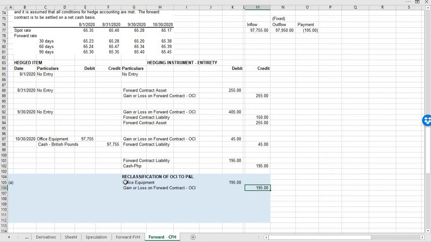So, dito, nag-result siya sa increase in office equipment kasi nga unfavorable yung result ng ating forward contract. So, instead na mapababa natin yung cost ng office equipment, since unfavorable nga yung forward contract, mas naging mahal pa ang ating office equipment kasi nadagdagan yung cost. So, 97,755 plus 195 pesos. So, magkano na siya? Siya na ngayon ay at 97,950 pesos.